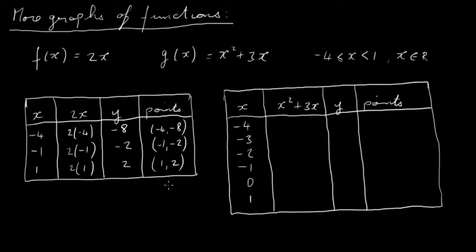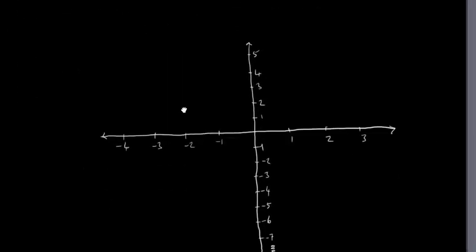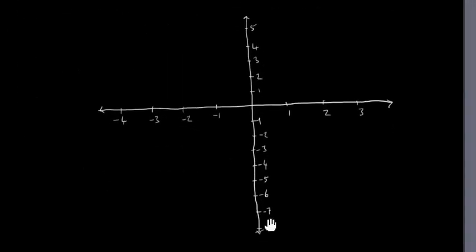The first one then is (-4, -8). So I've drawn the axis here. Again, I've done it freehand. Obviously, when you're doing it, use graph paper, use a ruler. Do it accurately, do it neatly, okay?